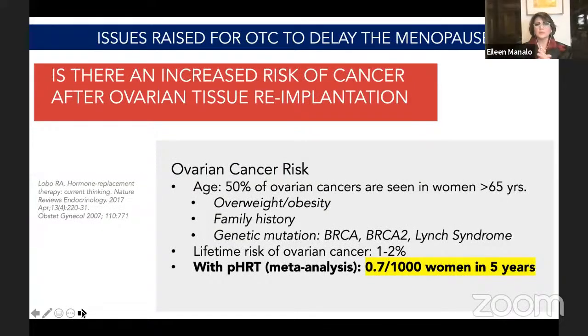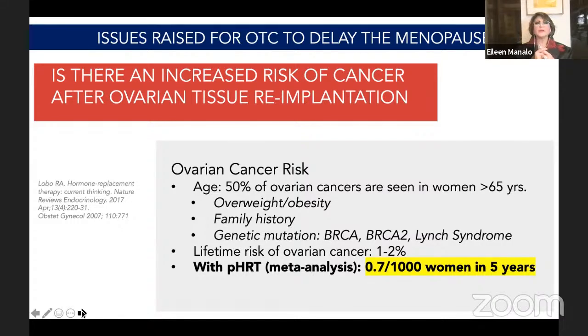So what about cancer risk? You know, we worry about delaying the menopause and the risk of breast cancer and ovarian cancer. The lifetime risk of ovarian cancer is about 1 to 2%. And with pharmacologic HRT, based on a meta-analysis, the risk is about 0.7 per 1,000 women in 5 years.